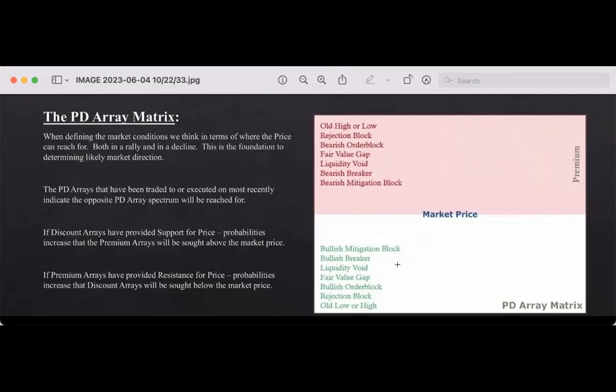Now we're going to bounce down lower to a discount PD array, and then we're going to go higher, but it's all inside of fractals with liquidity, okay? That's one thing he didn't know. Old highs and old lows and old lows and old highs, that's liquidity, okay?